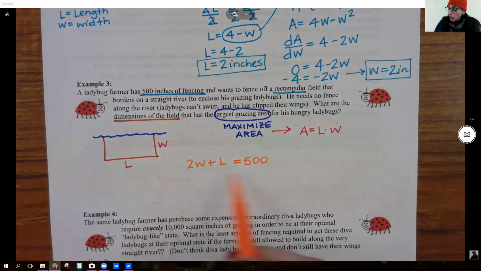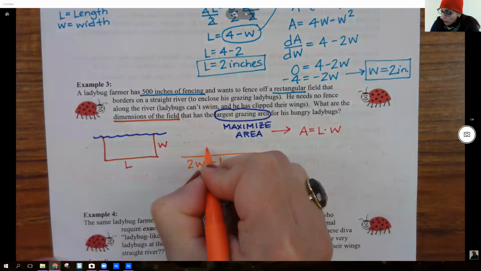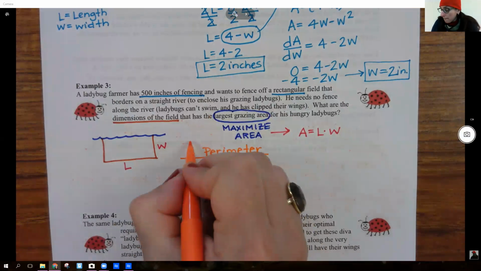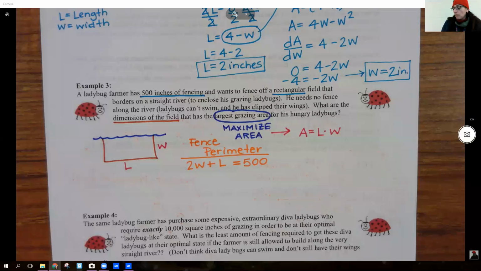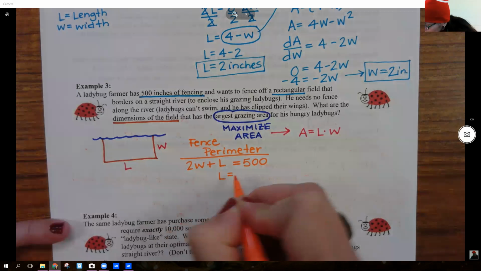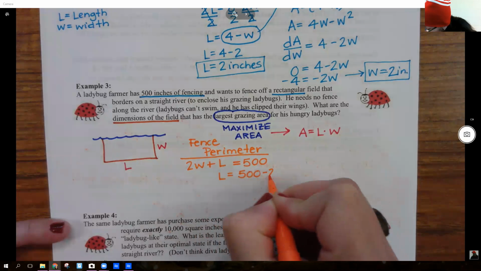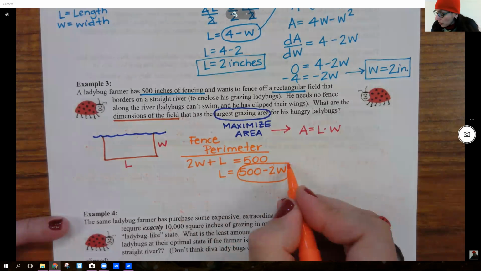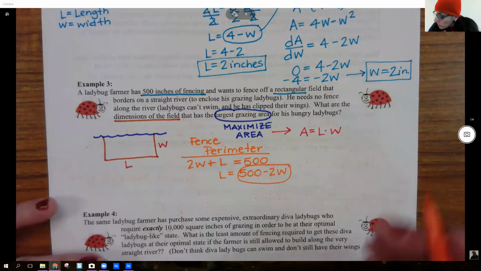Okay, so we need to solve this for a variable and plug it into the area function. What would you like to solve for? Anybody? L, okay, let's solve for L. So L equals 500 minus 2W. Wherever you see an L in the other problem, put 500 minus 2W.